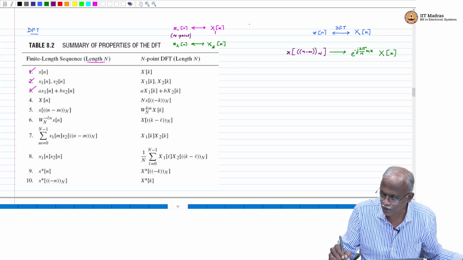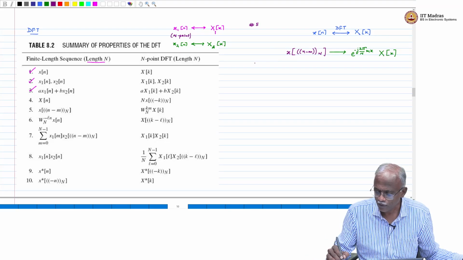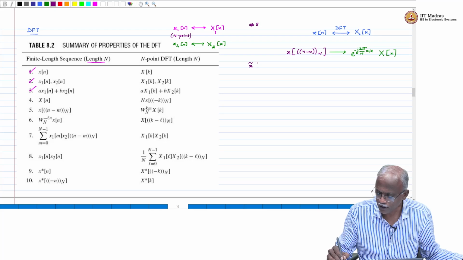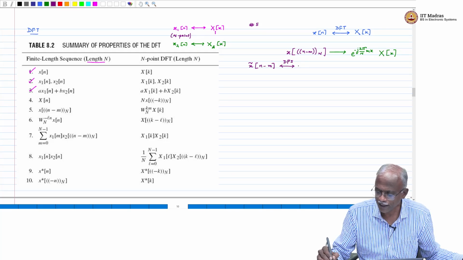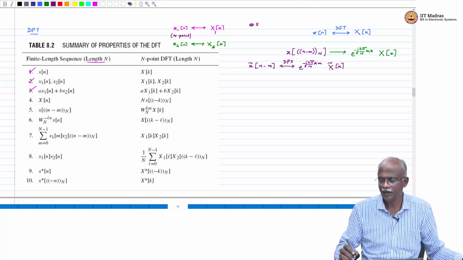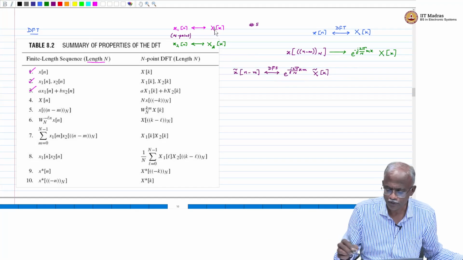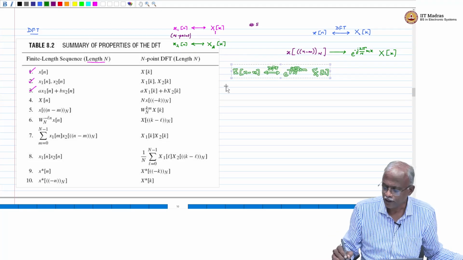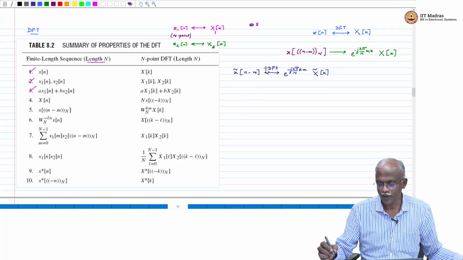So for obtaining the circular shift, this is what we have derived here: property number 5. So x of n giving x of k. Now we know the following property for the DFS: x tilde of n minus m has a DFS relationship given by e power minus j 2 pi by n k m times x tilde of k. So this is the DFS relationship. I'm going to write it in a different color so that you can always refer to it. And now from here we get the corresponding DFT relationship.